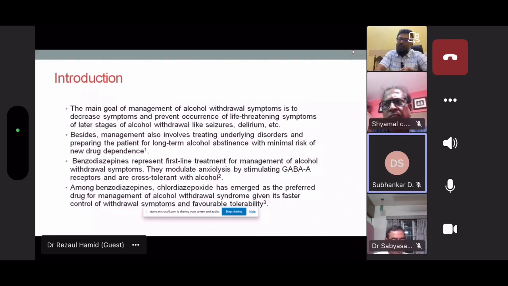Benzodiazepines represent the first-line treatment for management of alcohol withdrawal symptoms, and they modulate anxiolysis by stimulating GABA A receptors. It is to be mentioned that these are cross-tolerant with alcohol. Among various benzodiazepines, chlordiazepoxide has emerged as the preferred drug for the management of alcohol withdrawal syndrome, given its faster control of withdrawal symptoms and very favorable tolerability profile.